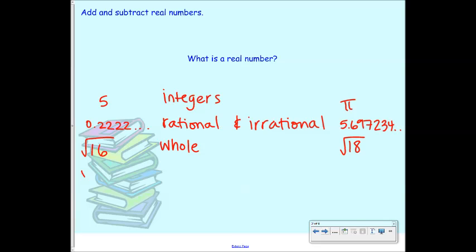16. Give me another one. 9. 25. Give me a bigger one. 144. Good. 144. That would be what? 12. Good. So if it gives you a perfect number, a whole number, then that's a rational number. Irrational are all those kind of weird ones that you can't predict, can't figure out what's happening next. All right? So we're going to talk about adding and subtracting with those.